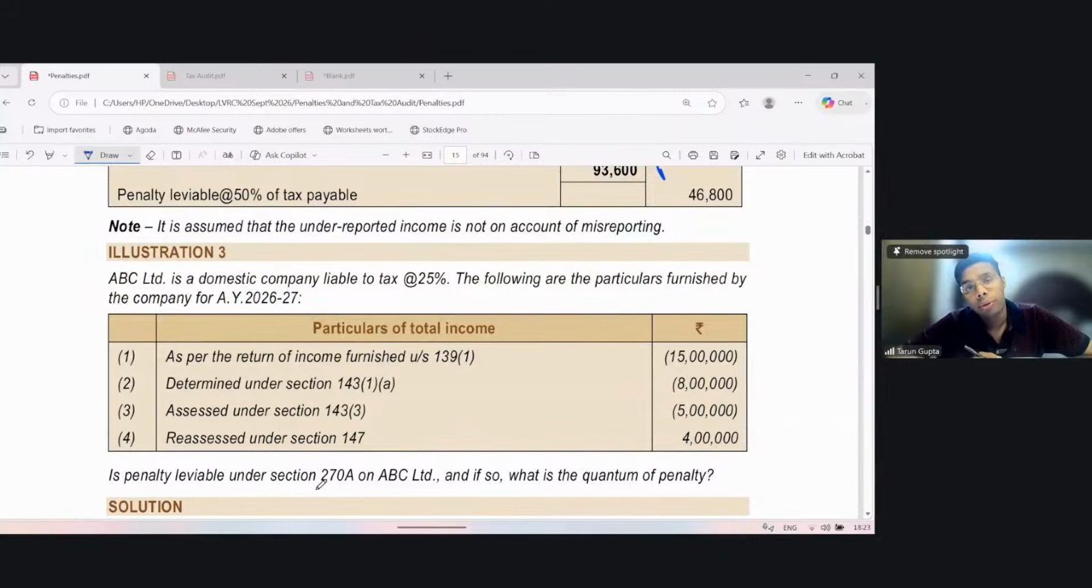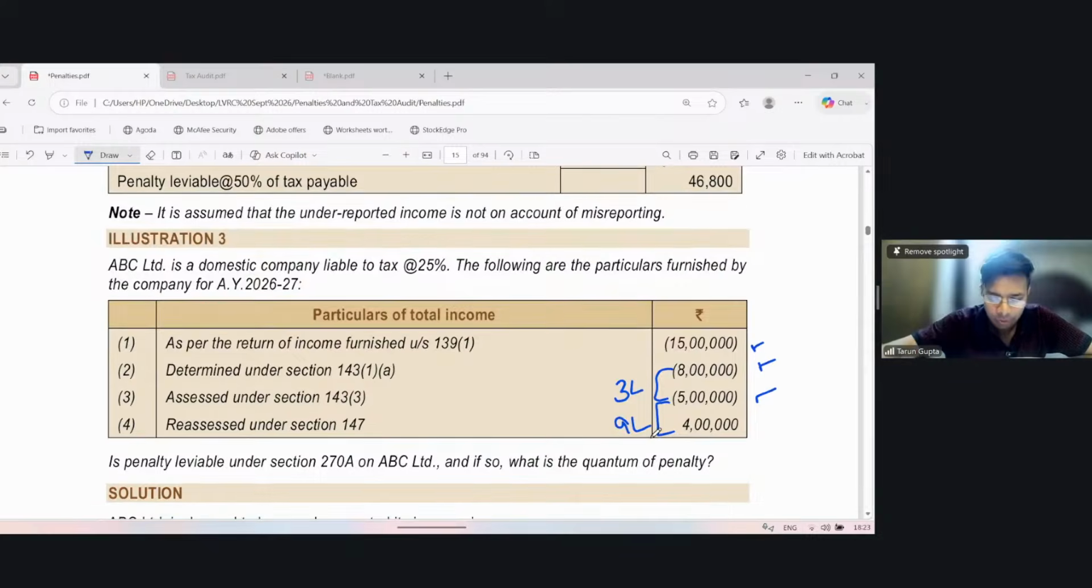Now it's a case of a loss. So the company furnished a return of income with a loss of 15 lakh. However, at the time of processing, the loss reduced to 8 lakh, no penalty. But in the case of assessment, the loss further reduced to 5 lakh. Now this 3 lakh is the underreported income. In case of reassessment, the loss converted into income of 4 lakh. Now this 9 lakh is the underreported income.